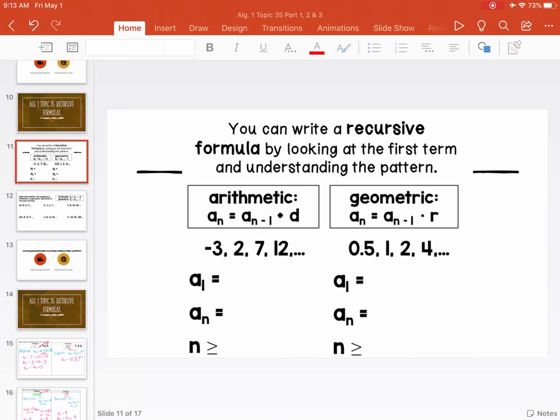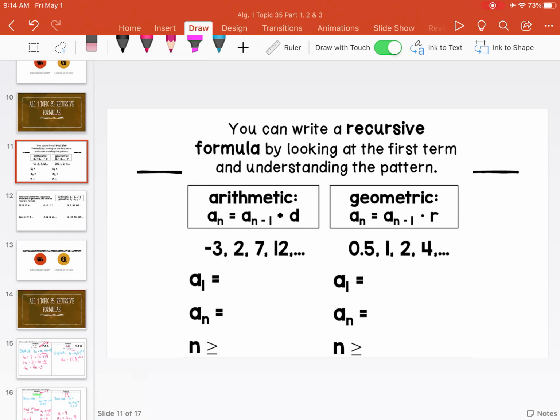In the example on the left-hand side, we see the recursive formula for an arithmetic sequence, and we have an example. Now, recursive formulas have three parts to them. You need to identify the first term, you need to identify the pattern, and you need to identify that this pattern works for finding the second term and up. Given our sequence of -3, 2, 7, and 12, we're going to first write down what the first term is, which is -3. Simple as that.